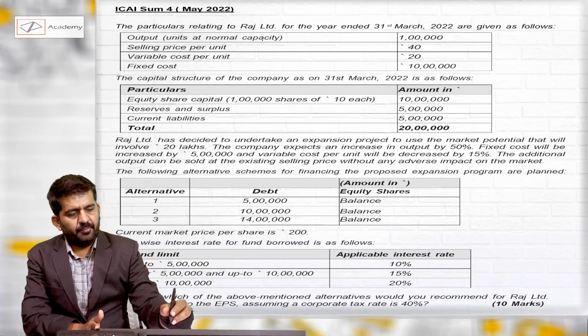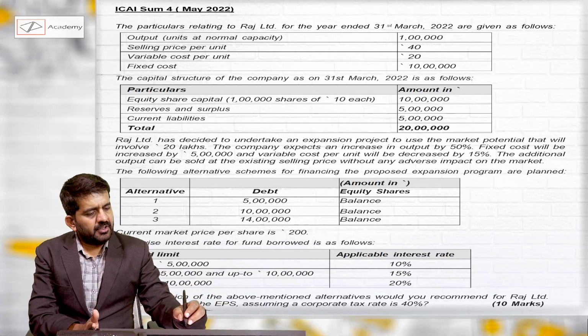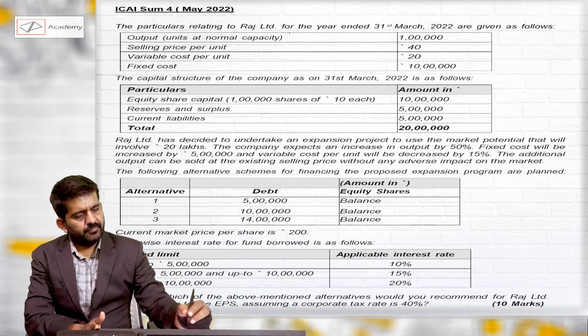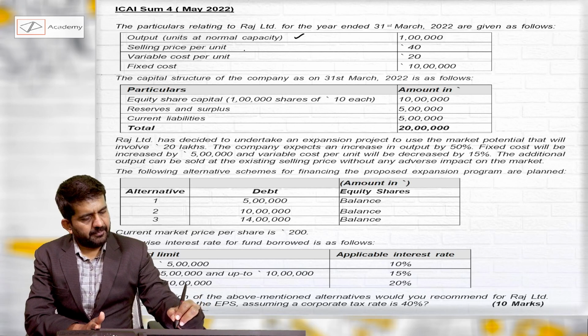ICAI sum number 4, May 2022. The particulars relating to Raj Limited for the year ended 31st March 2022 are given as follows. Output units at normal capacity, selling price per unit, variable cost per unit and fixed cost.